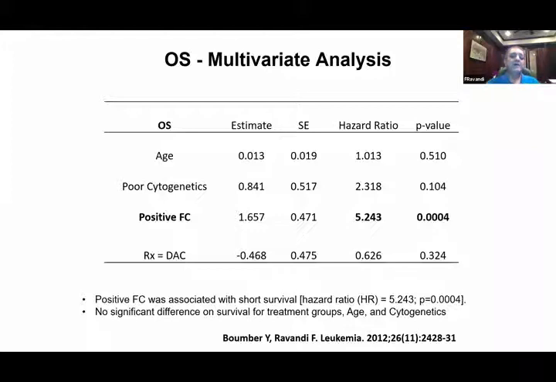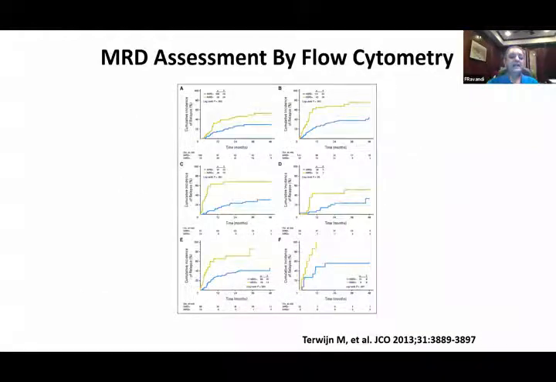Of course, this has now been done by many groups. This is the Dutch HOVON group. On the left side of the panel, you see at the top, A after first induction, C after the second induction, and E after the consolidation. And you can see patients who are positive for MRD by flow cytometry have a significantly higher likelihood of relapse.